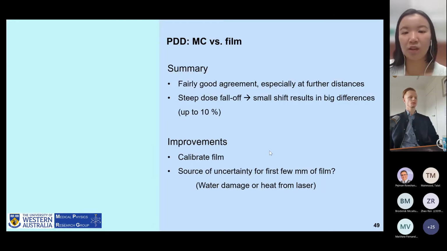So in summary, there is fairly good agreement, especially at further distances, but that steep initial dose fall off means that small shifts result in big differences, up to 10%. To improve these results, we could calibrate the film and we could investigate whether there is some source of uncertainty for the first few millimeters, whether it be water damage or heat damage from the laser.